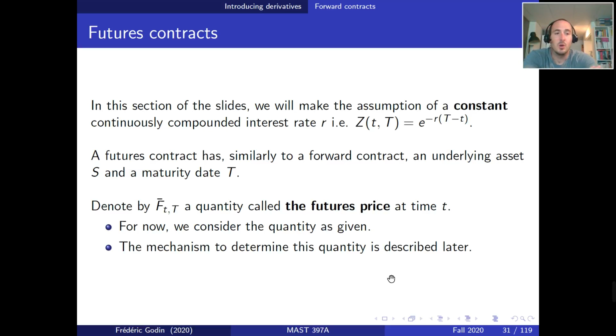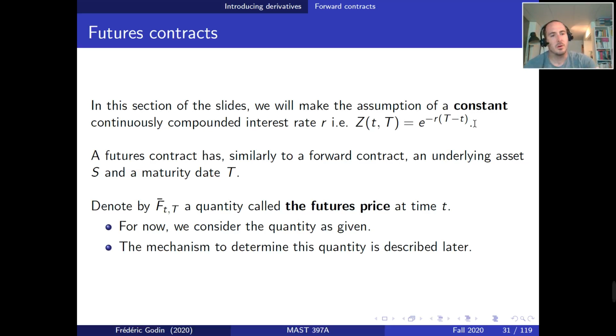Okay, so for the sake of simplicity, we will assume a constant rate of interest. Here small r will be the constant continuously compounded rate of interest, and this means that zero coupon bond prices, Z, can be written as the exponential of minus the interest rate times the difference between capital T and small t, which is the time until maturity of the zero coupon bond.